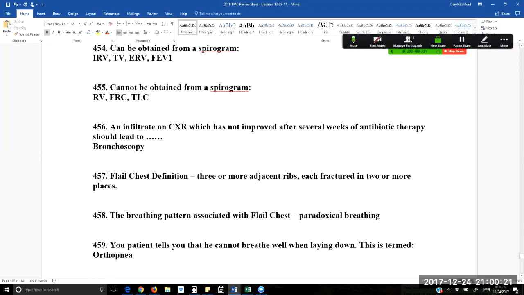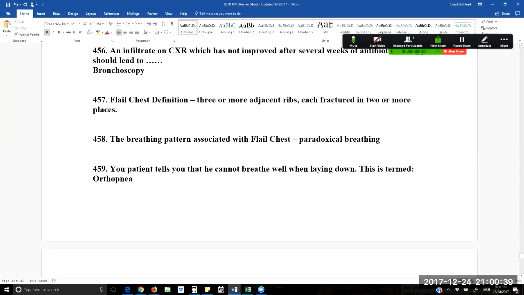456, infiltrate on chest x-ray, not improved after several weeks of antibiotic therapy. That should lead to bronchoscopy. Bronchoscopy is the only way to find out why the infiltrate is not going away. And obviously the concern is possible lung cancer, right? 457, flail chest, 3 or more adjacent ribs, each fractured in 2 or more places. You definitely need to know that, and the pattern you see with it is paradoxical breathing.